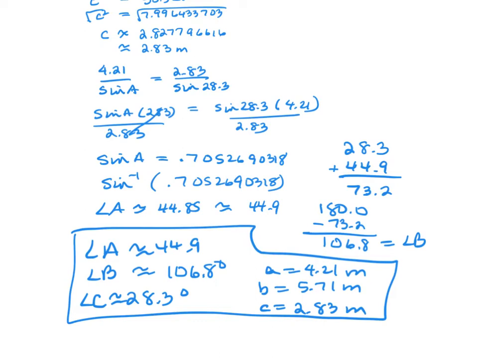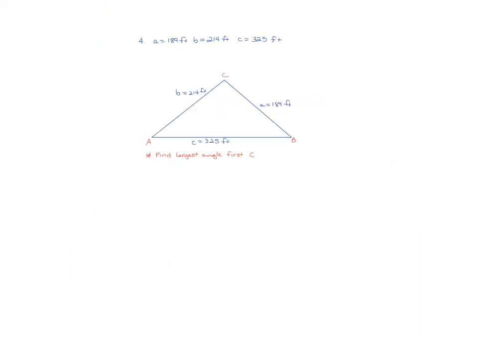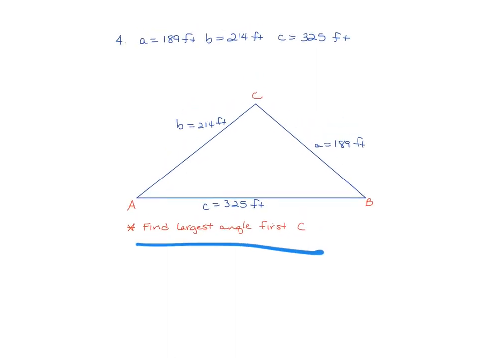Let me do one more example given all three sides. So here we have the side, side, side scenario. And again, we're going to find the largest angle first. And the way that I can tell which one is the largest is I look at the side lengths. So I could see that angle C is across from the longest side, which is 325.